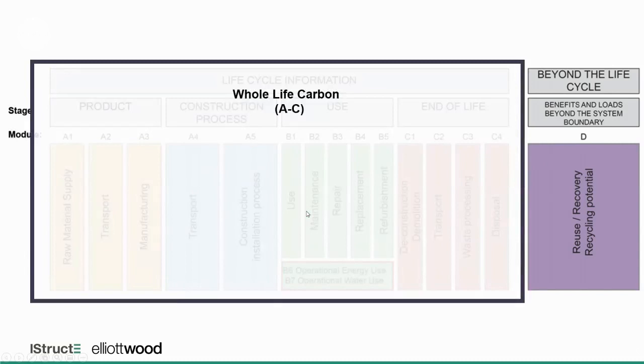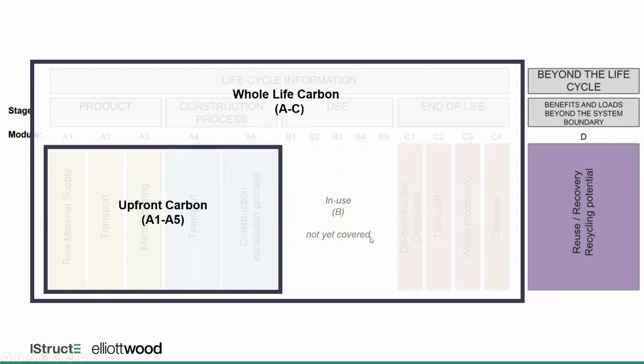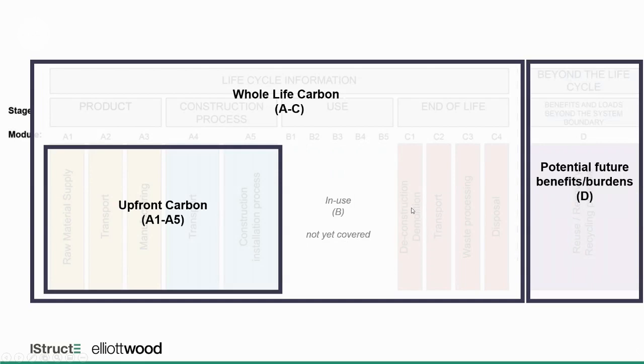So to summarise, whole life carbon covers A to C. Upfront carbon is A1 to A5. B, we're not yet covered in the tool. And then outside of the system boundary are the potential future benefits and burdens, module D, which are reported separately.